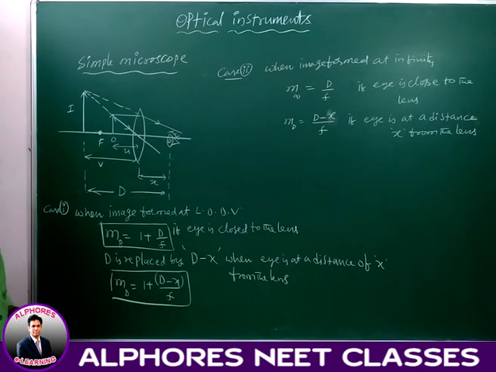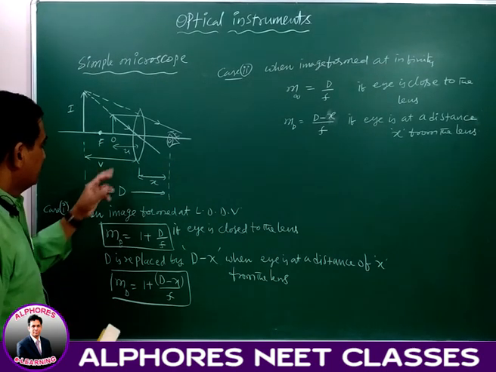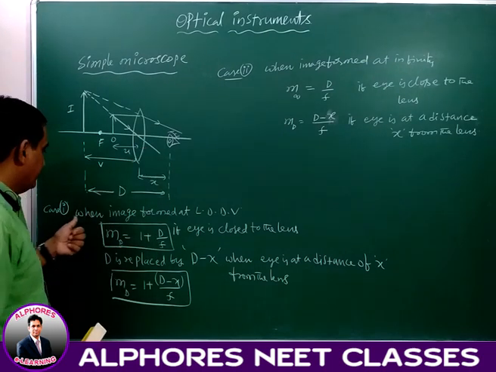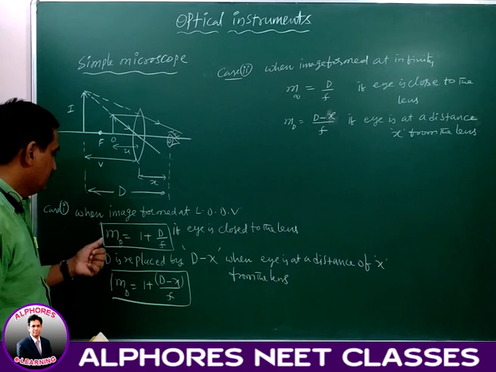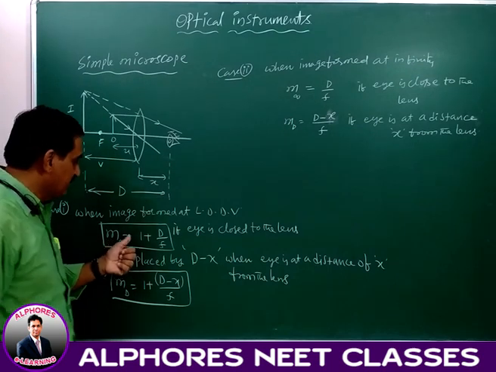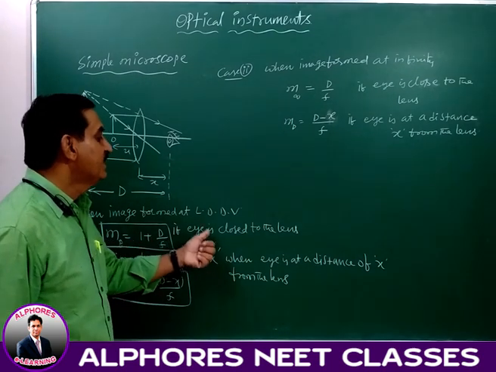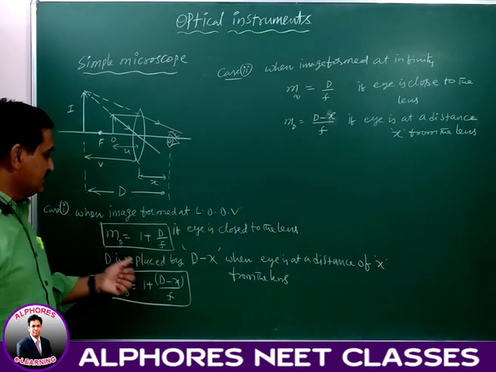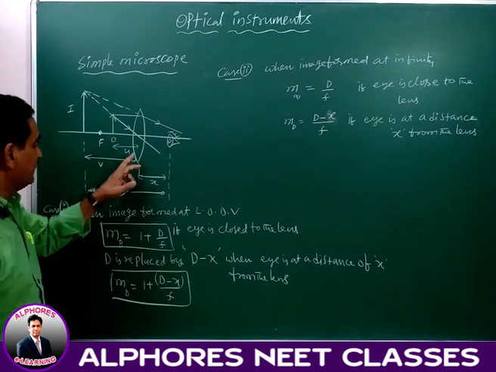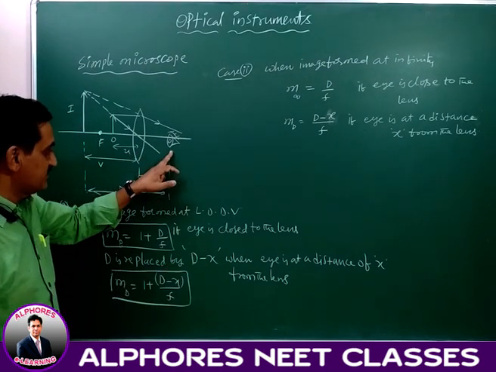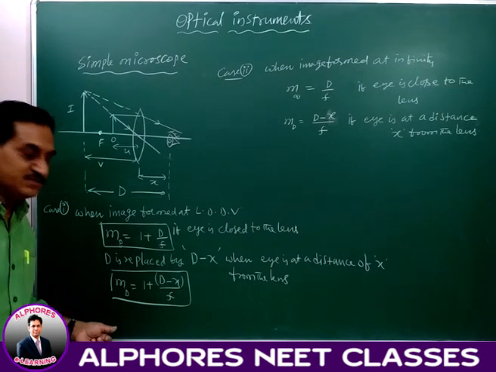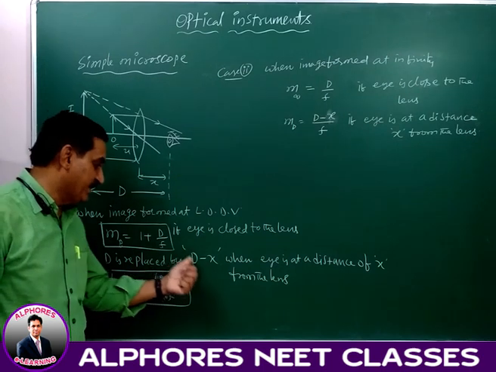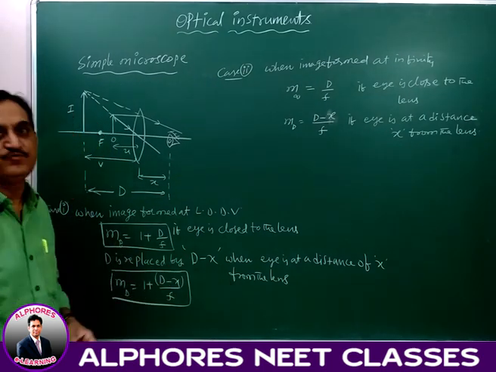In case of a simple microscope, here the eye is kept very close to the lens. When the image is formed at LDDV, the magnification formula is M = 1 + D/F if the eye is close to the lens. So D is replaced by D minus X whenever the eye is kept at a distance of X from the lens. Now in this case, the magnification formula is 1 + (D minus X)/F.